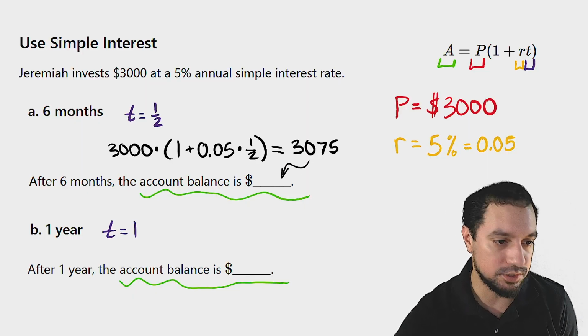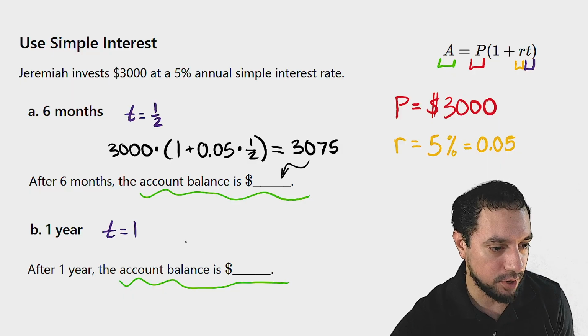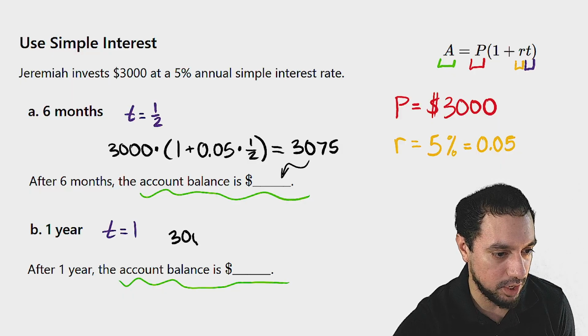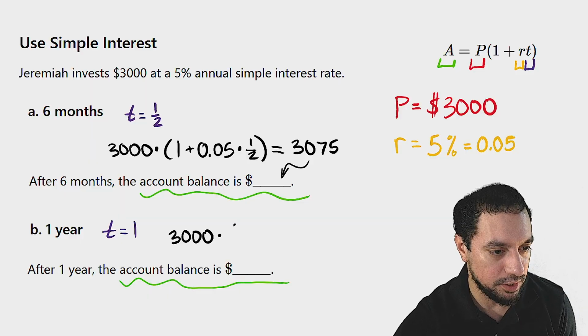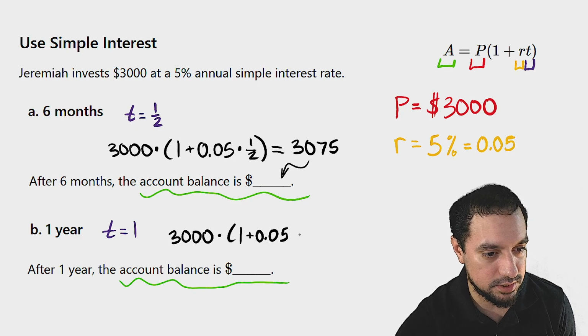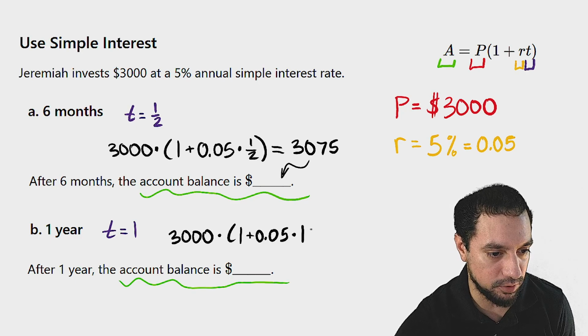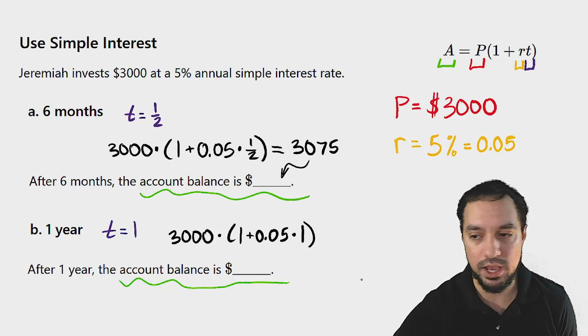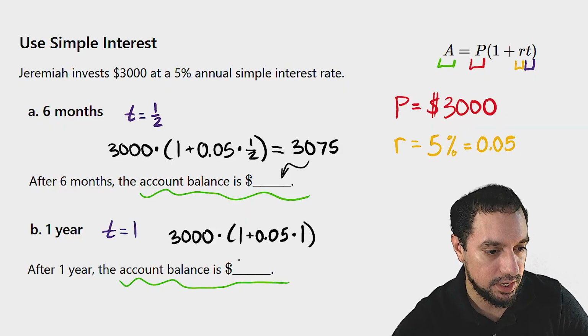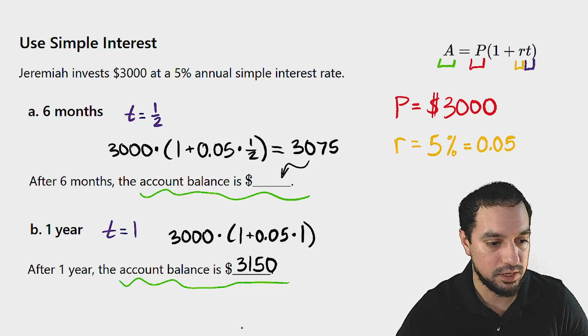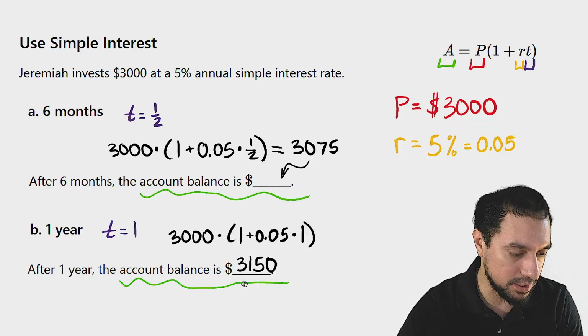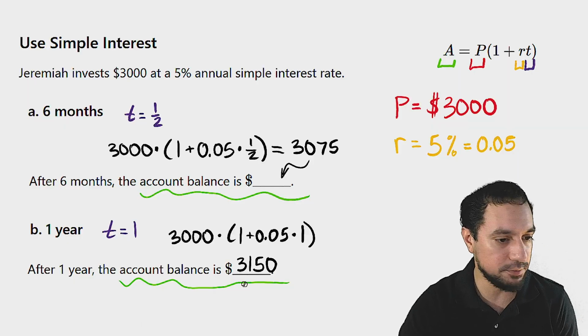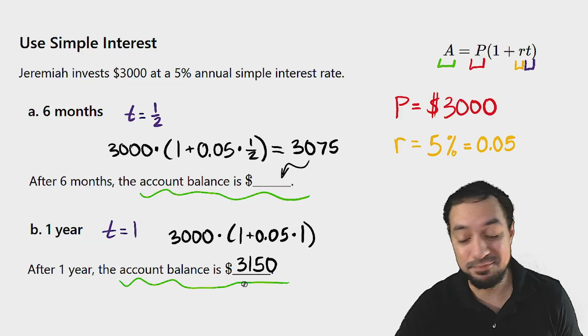All right, let's go ahead and do our part B. So part B, same idea. A lot of the things here are staying the same. The only difference is I'm investing it for a little bit longer. So I'm just going to adjust the time frame on the formula. Instead of half of a year, it's now a full year. I plug that into my calculator and I get 3,150. So $150 for having my money invested for a year, just sitting there. Not too bad. All right, that's simple interest.